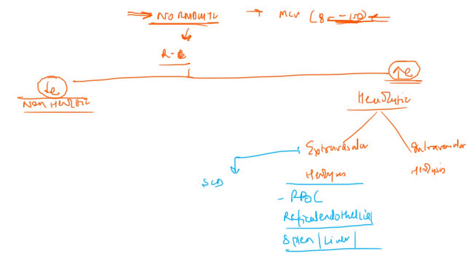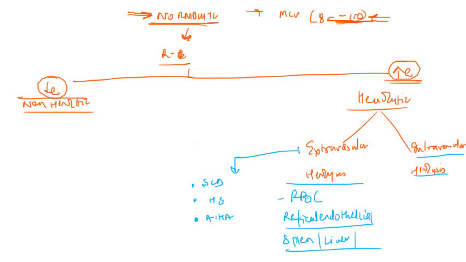Now, what are the examples where extravascular hemolysis occurs? For example, sickle cell disease, hereditary spherocytosis, and some forms of autoimmune hemolytic anemia. In intravascular hemolysis, the RBCs don't go into the reticuloendothelial system. They are destroyed within the blood vessels themselves.